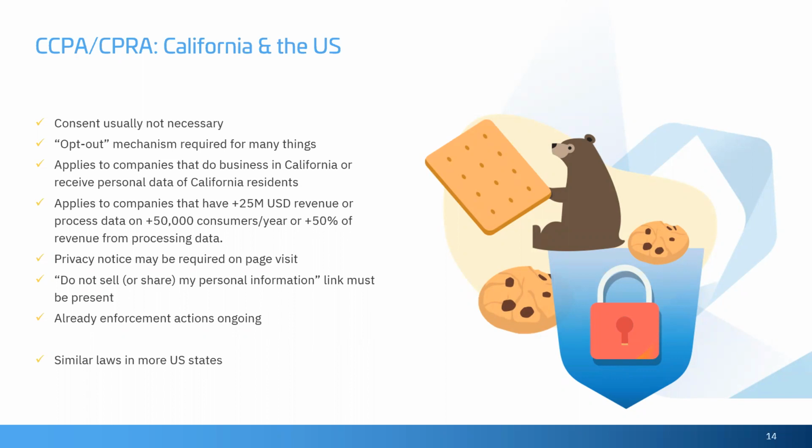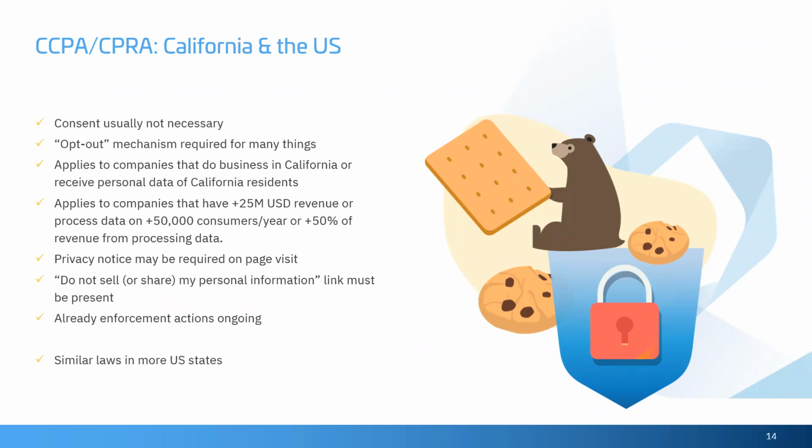CCPA or CPRA. CCPA is, let's say, the older law. CPRA is the addition, the clarification. It's a bit more specific, a bit more strict. It applies to Californians, or to companies that do business in California or process personal data of Californian residents.